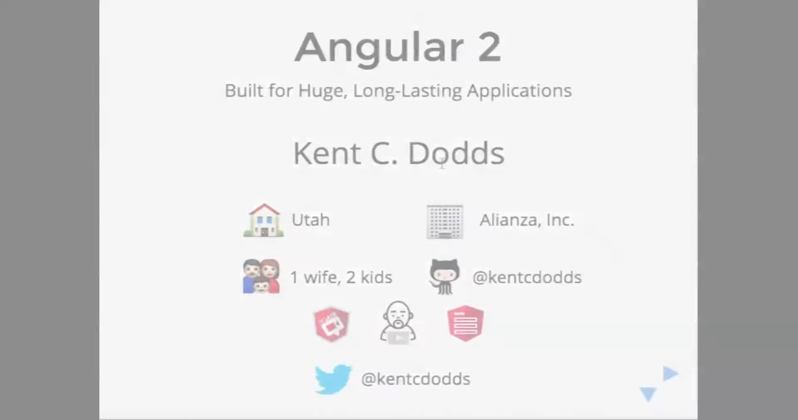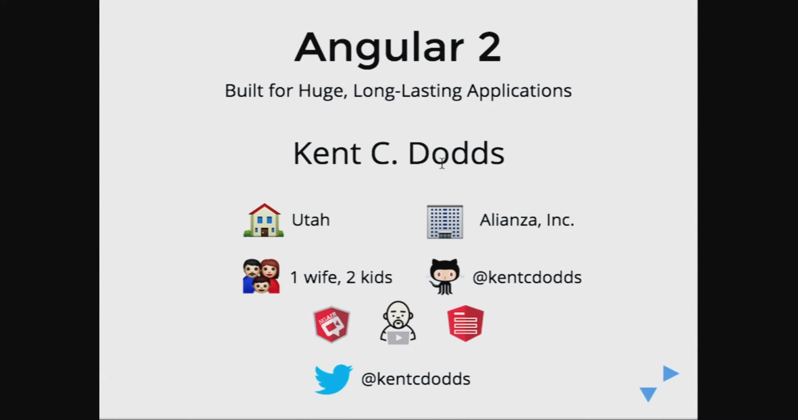So my name is Kent C. Dodds. I live in Utah. I work at a company called Alianza. We are a voice-over IP platform. I build the UI for them. I am married and have 2 kids, and I'm active in the open source community.